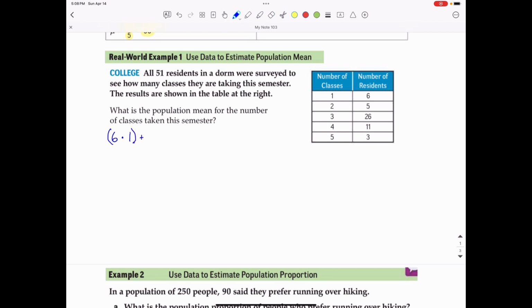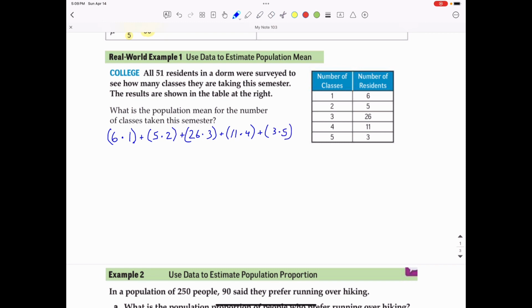We would add to that, there are 5 residents that are taking 2 classes. Amongst those 5 residents, each taking 2 classes, that would be 5 times 2, which will be 10. We can do that for each set of numbers. So then we've got 26 residents who are taking 3 classes. We'll add to that the 11 residents taking 4 classes. And then we have 3 residents taking a full schedule of 5 classes.